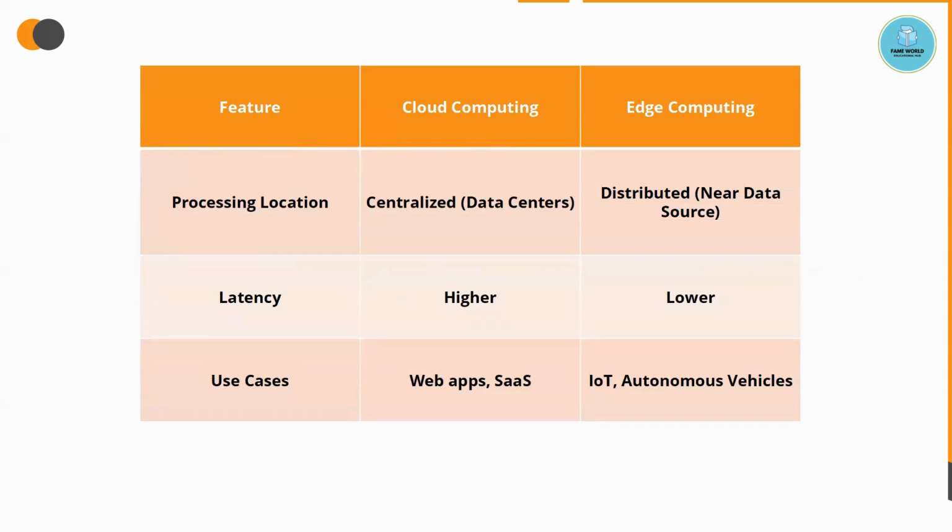So here you can see the comparative study of cloud computing and edge computing. The features which we are comparing are processing location, latency, and use case. When you talk about the processing location, in cloud computing it is centralized, central data centers. In edge computing, it is distributed near the data source. Then when we talk about latency, in cloud computing it is high. In edge computing, it is low.